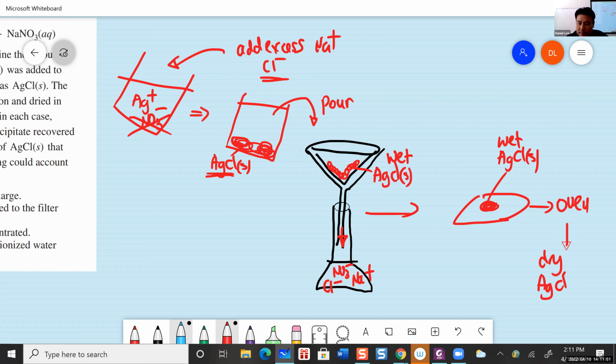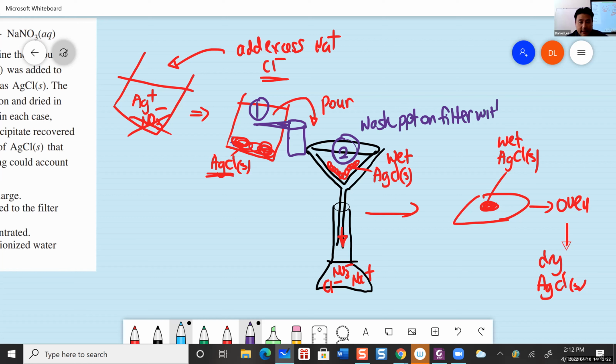So here are the two mistakes that they can ask you. Mistake number one is that they forgot to wash the transfer of the precipitate thoroughly. So you want to make sure that all the traces of silver chloride get transferred to the filter paper. Mistake number two is this one. You also need to wash the precipitate. You gotta wash the precipitate on the filter paper thoroughly with water.